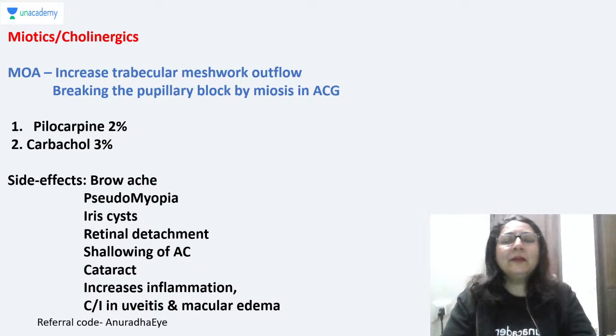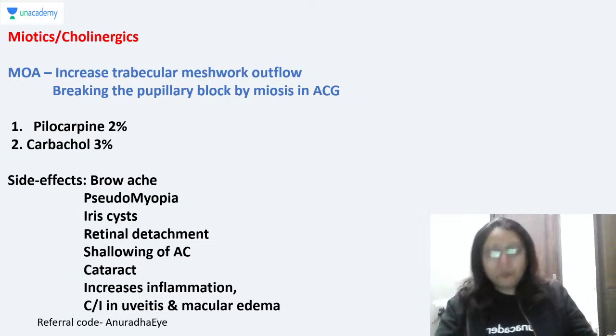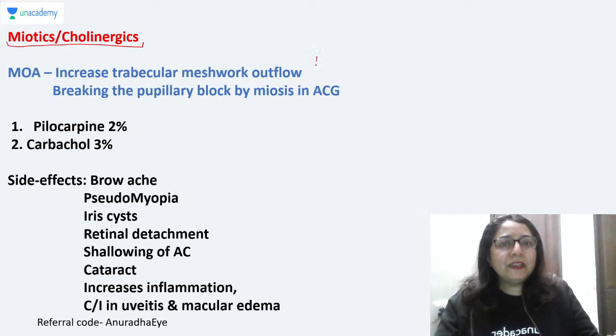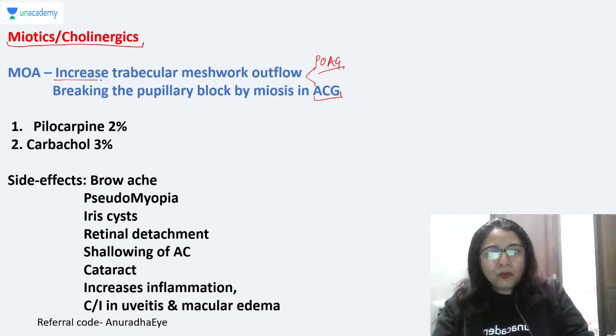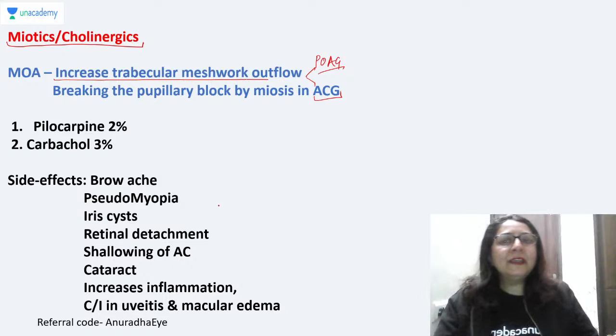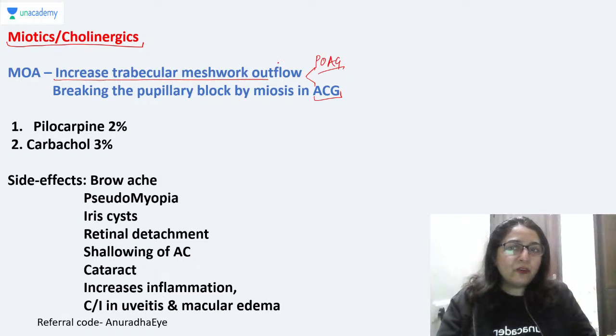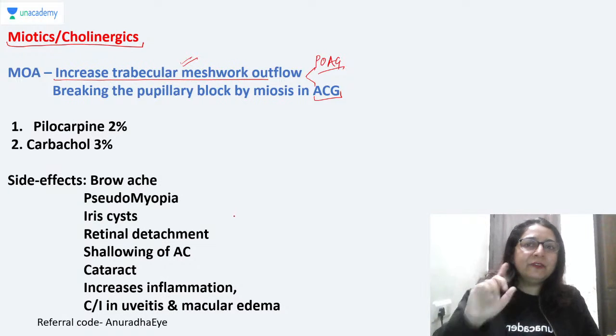Then we come to the group of the miotics or the cholinergic drugs. Their mechanism of action is different in primary open angle glaucoma and in angle closure glaucoma, so they can be used in both. In primary open angle glaucoma, they can be used for their effect on increasing the trabecular meshwork outflow. So they increase the outflow of the aqueous through the trabecular meshwork. They are the only ones doing this.